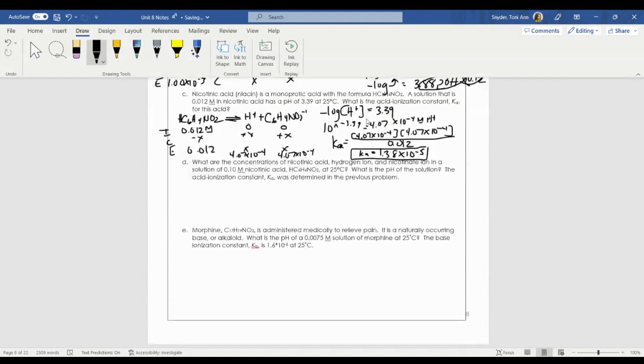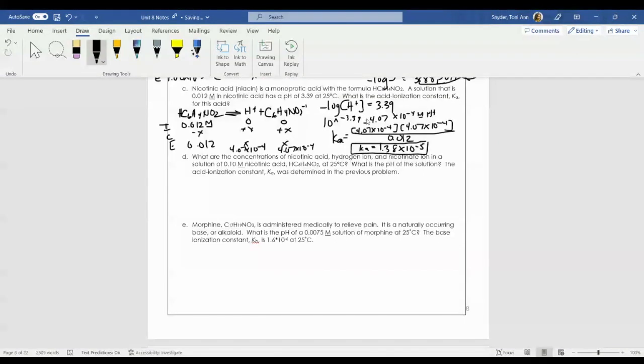Let's take a look at D. So what are the concentrations of nicotinic acid, hydrogen ion, and nicotinate ion in a solution of 0.1 molar nicotinic acid? And what's the pH? And we determined the Ka in this problem, so we're just going to use that value here. I have HC6H4NO2 in equilibrium with hydrogen ions.